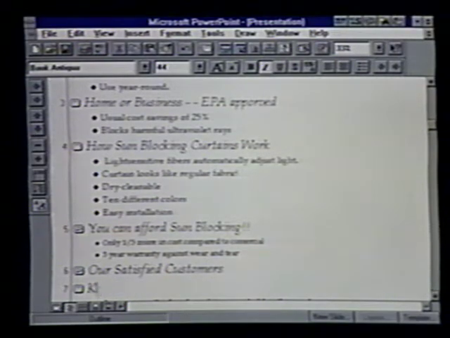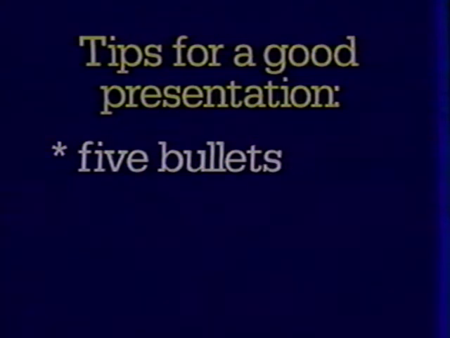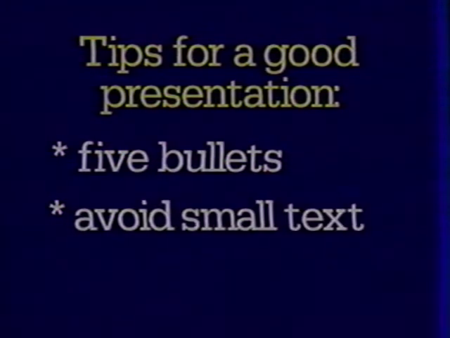As the information is being entered, here are a few tips for creating a good presentation. We don't want to add any more than 5 bullets. 10 items or bullets is too many for one slide, where 5 is just about right. We want to avoid small text. If a slide can't be read from the back of the room, it's probably because text is too small. 24 point should be the smallest text size for slides.